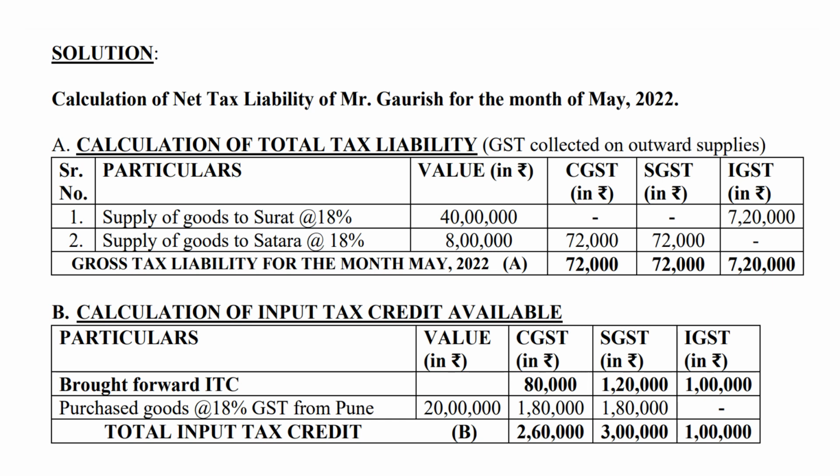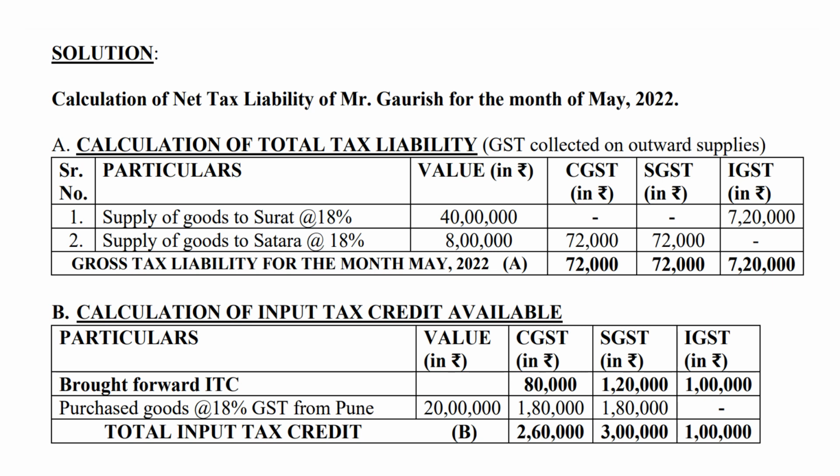In particular, we have supply of goods to Surat at the rate of 18%. Gaurish belongs to the state of Maharashtra and the supply of goods is in Surat, so this is a case of interstate supply. So the entire GST will go into IGST. So 18% of 40 lakh, that is 7 lakh 20,000, we will write in the IGST.